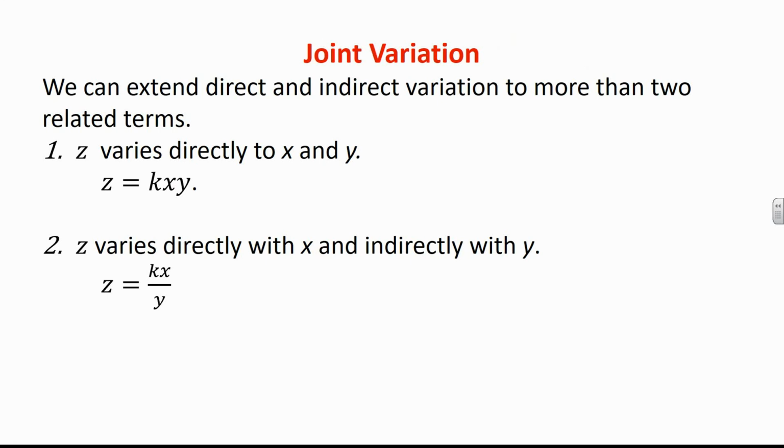Now, joint variation. This is where we put all the apples and oranges and maybe some grapefruit, some cucumbers in the basket. So we can extend direct and indirect variation to more than two related terms. So here we can talk about y varies directly to x and y. Again, they all are going to involve some constant. So if z is varying directly with x and y, that means that they're all going in the same direction. So I get z is equal to some constant times x times y.